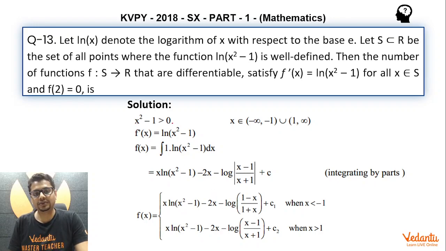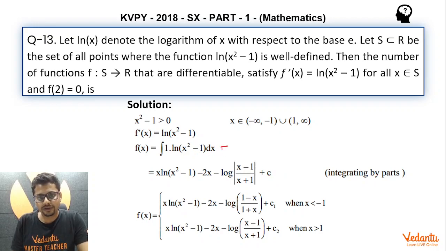So here x square minus 1 greater than 0 would mean this, which is very simple, which is very clear. We all would agree on that. f prime x is equal to ln(x square minus 1). So as you integrate with respect to x on both sides, the left hand side you may say is f of x. It will be the integral of ln(x square minus 1) dx. Now we are using integration by parts. So here I am taking 1 as the second function and this as the first function. And as you integrate, you would essentially get this expression where c is the arbitrary constant.